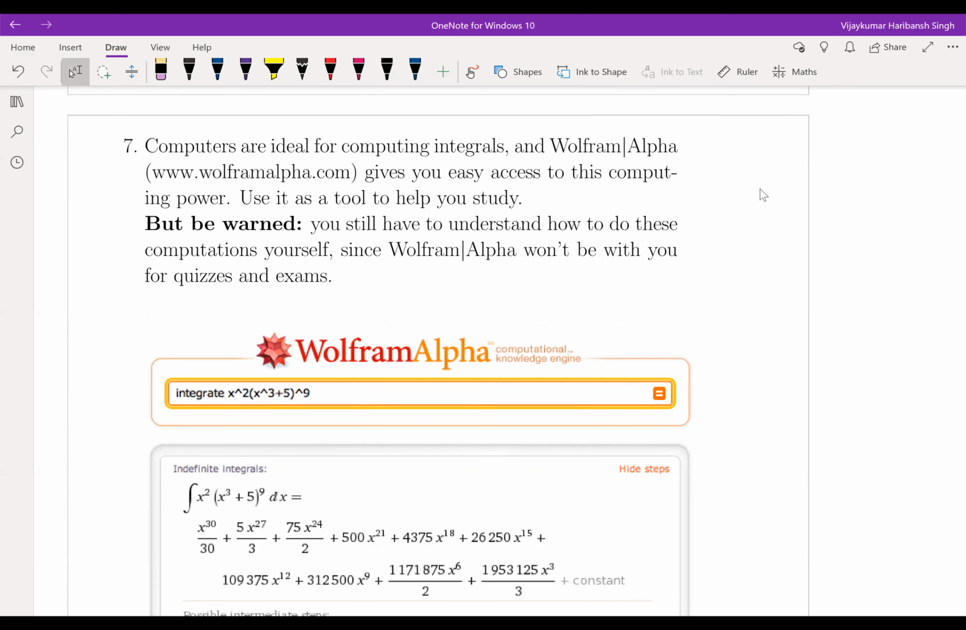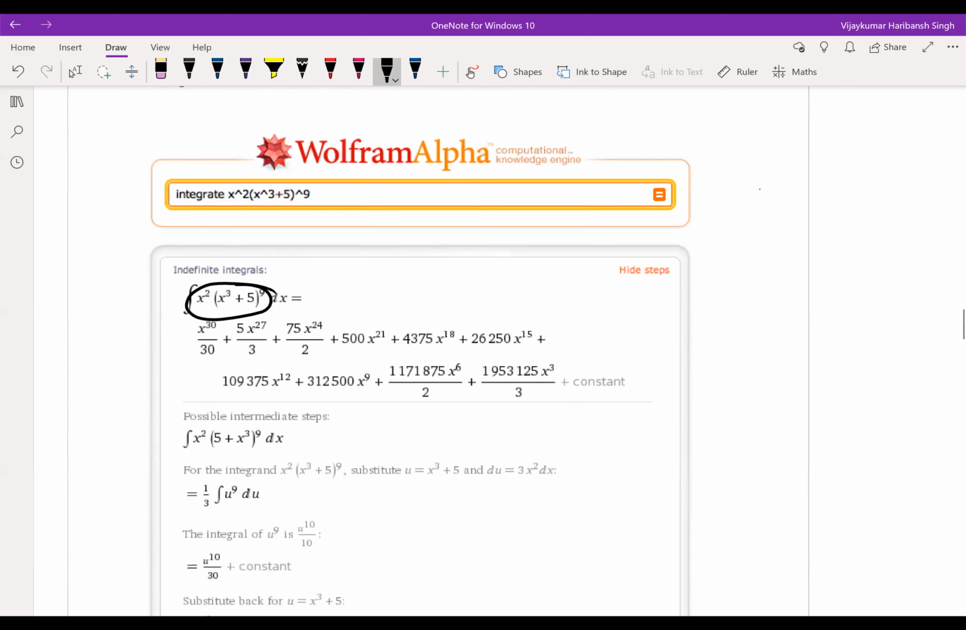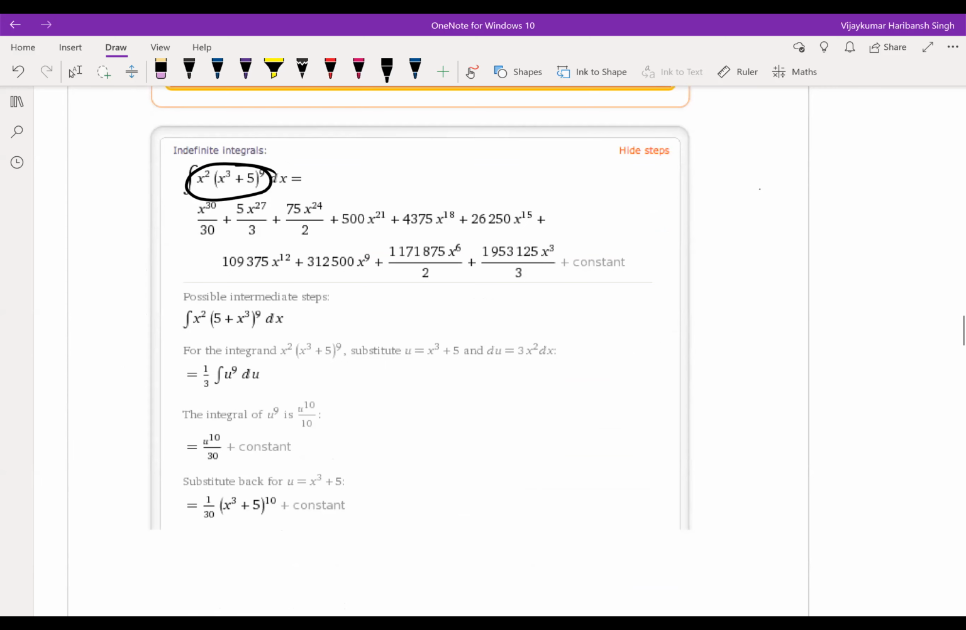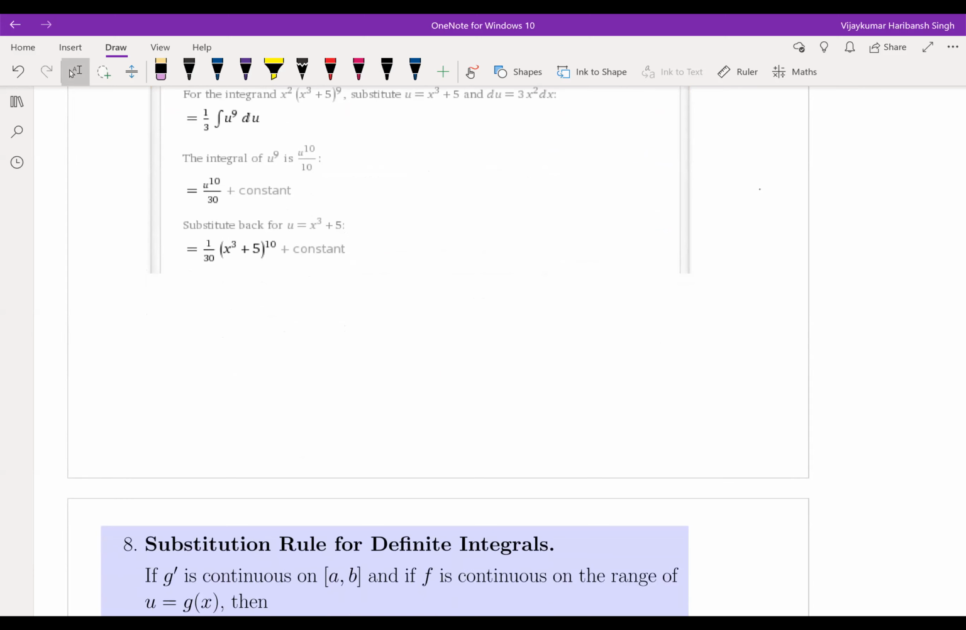Now note that you can use online calculating websites, like Wolfram Alpha. If you type this in Wolfram Alpha, it will integrate in both ways. One is to expand, as I said, and then integrate term by term, or it will also do the substitution rule. So you can substitute back and you get the answer. But note that in the exam, you do not have access to Wolfram Alpha, so you should be able to do the integrals on your own. All right.